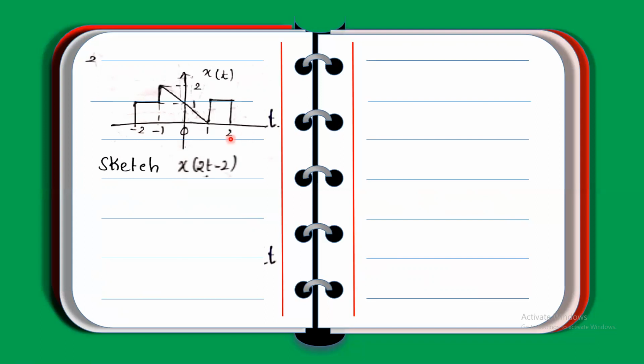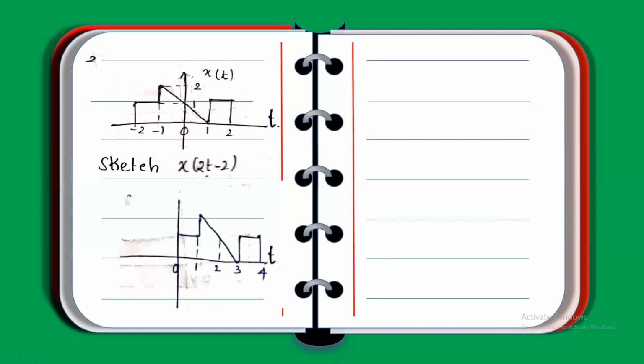That means this point will reach to 4, 0. This point will reach to 2, minus 2 will reach to 0. So the resulting signal will be like this. The signal is x of t minus 2. Now the shifted signal should be scaled by a factor 2.